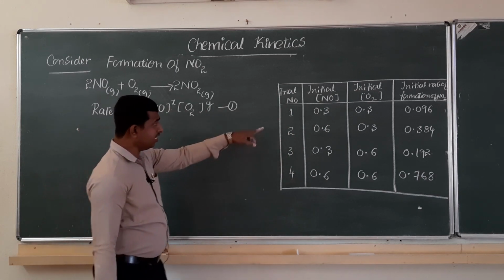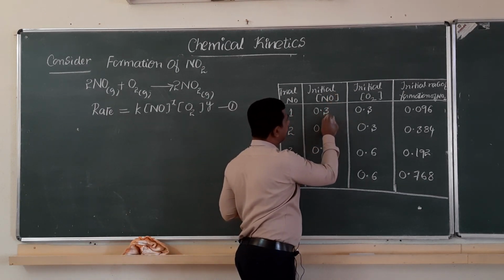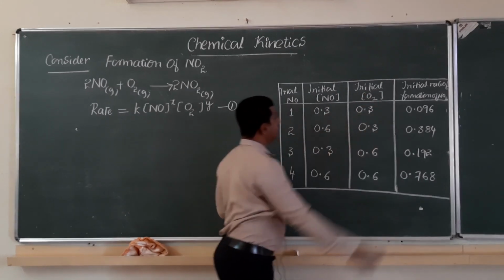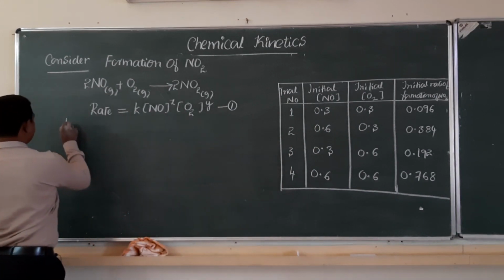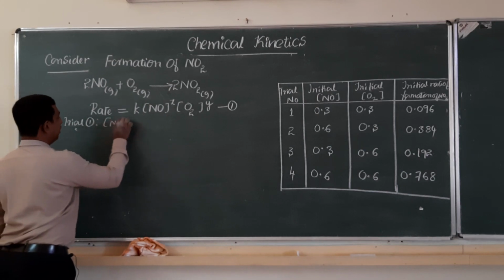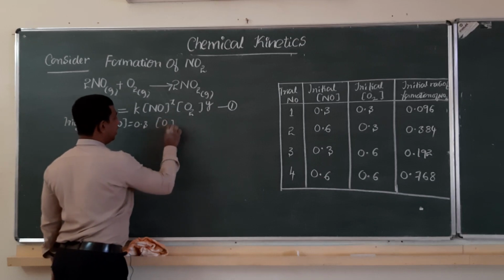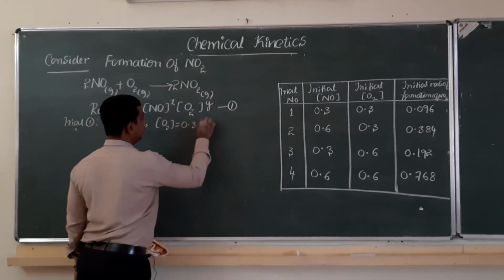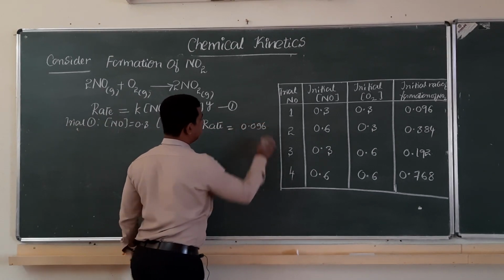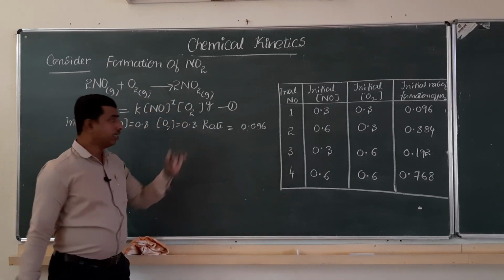Okay. See the first trial. In the first trial, concentration of NO is equal to 0.3 and concentration of O2 is equal to 0.3. Rate is equal to 0.096, that is mole per liter per second.